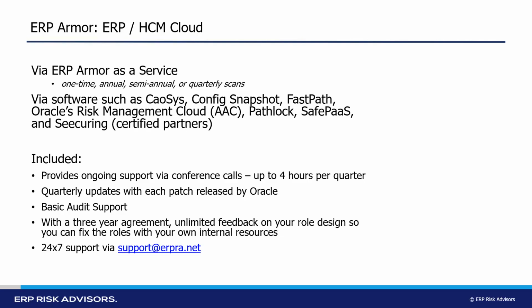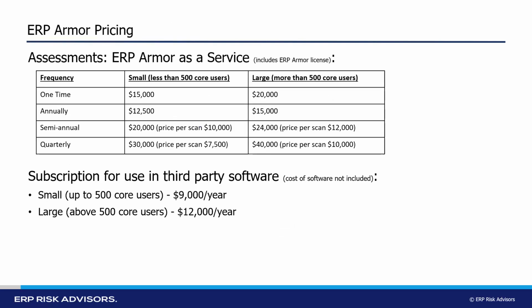So if you don't have the budget to be able to do it, we can teach your team how to do the remediation, and you can decide to do it at your own pace. We are the cheapest in the market for what we call ERP Armor as a service or assessment pricing. I think we're the cheapest, and we're probably the best. So we have one-time assessments, either $15,000 or $20,000.